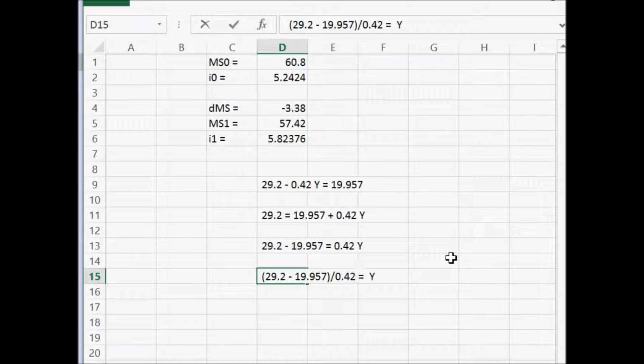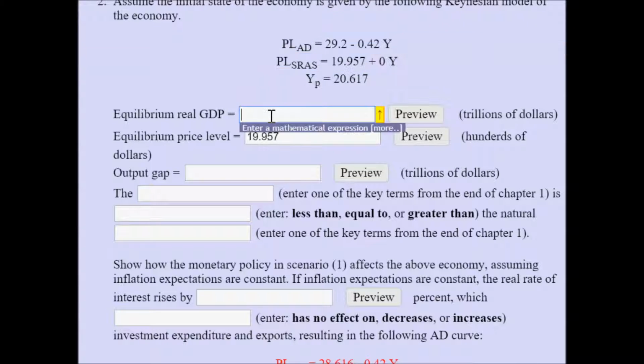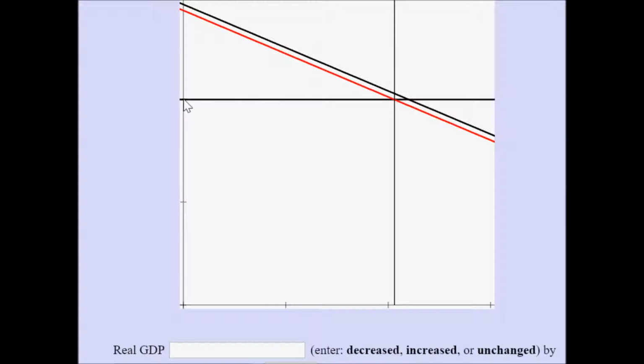Now if I hit enter, Excel is not going to calculate anything. So what I have to do is get rid of the equal Y and then put an equal sign in front of this. So initial GDP, Y0, is equal to 22.00714. So equilibrium real GDP is just over $22 trillion, and equilibrium price level is just below 20. This value here is just below 20, and real GDP is just over $22 trillion.